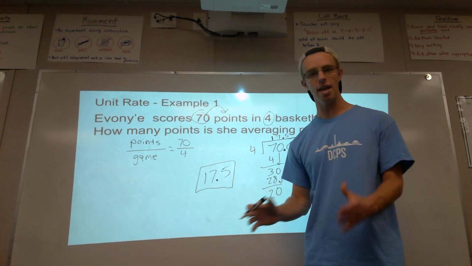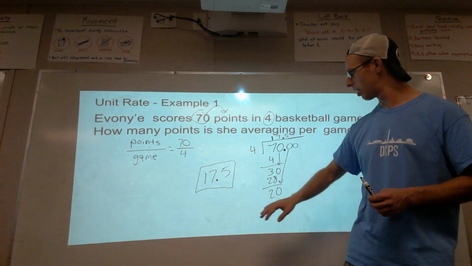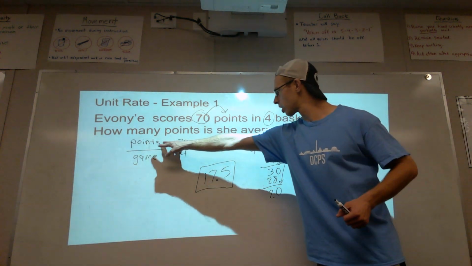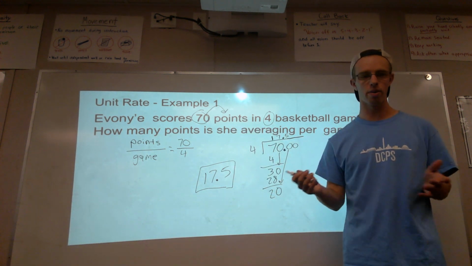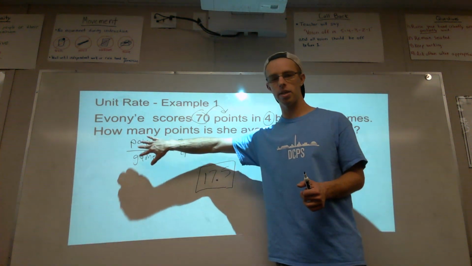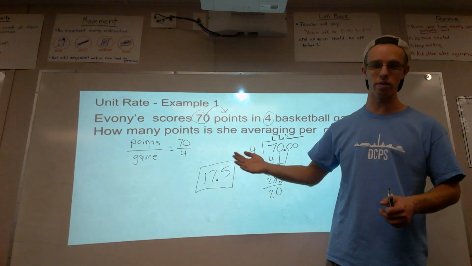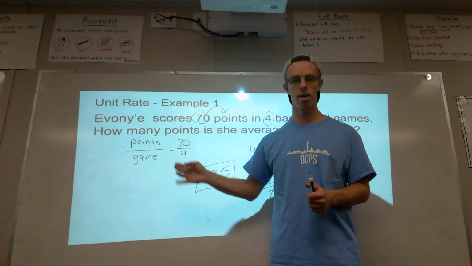She is scoring 17.5 points per game on average. Well, a lot of you might be thinking, that was a really complicated way. I already knew how to do that. 70 divided by 4, of course that's how you do it. And you got 17.5. But being able to set up these ratios will set you up for success in future problems. So I want you to be able to set it up this way and understand it.